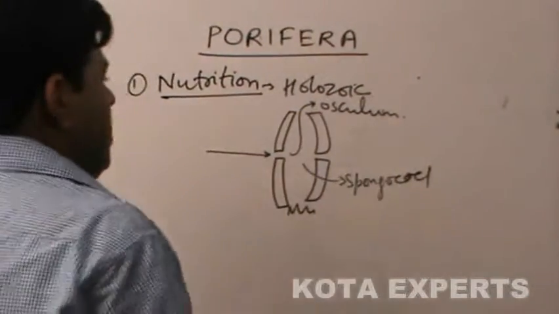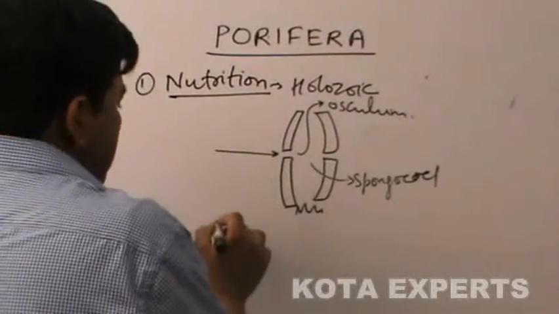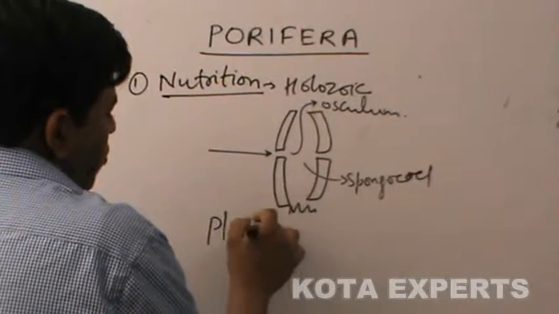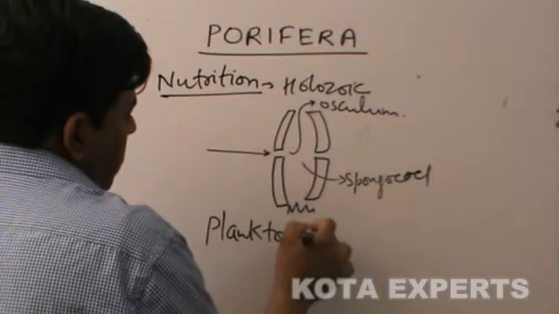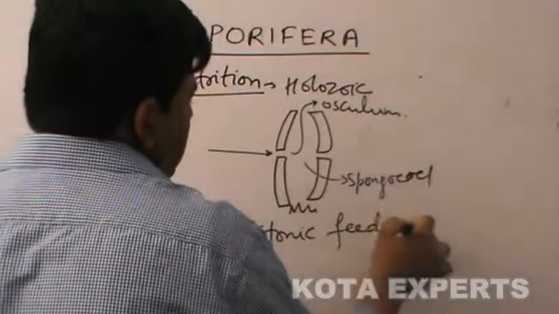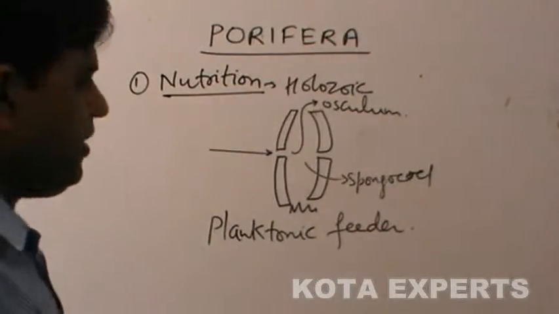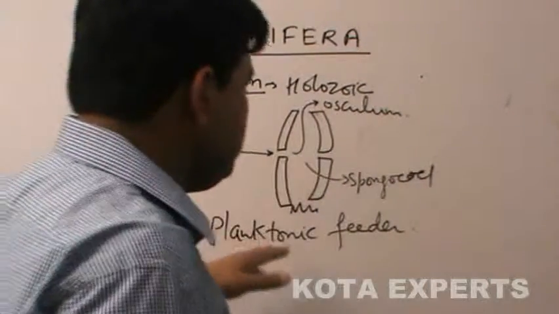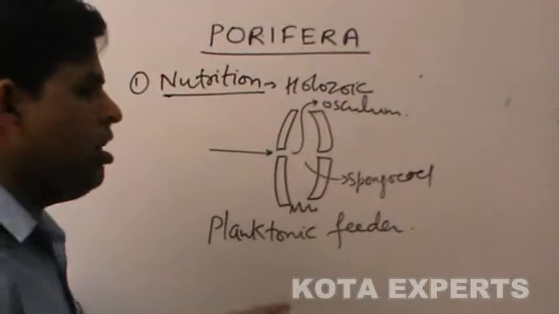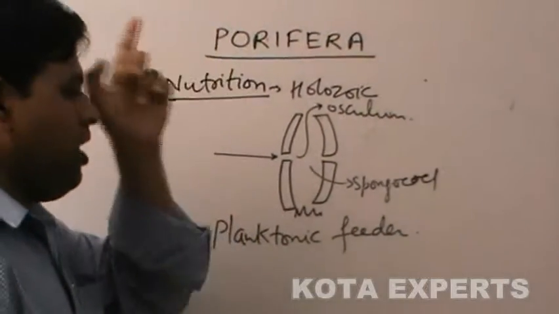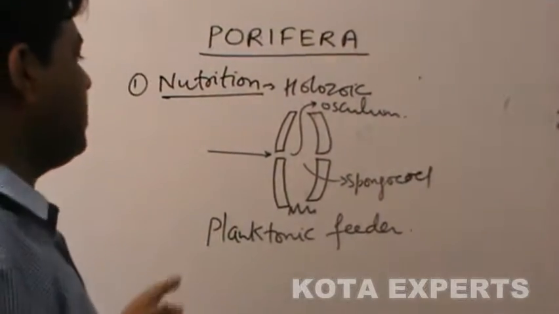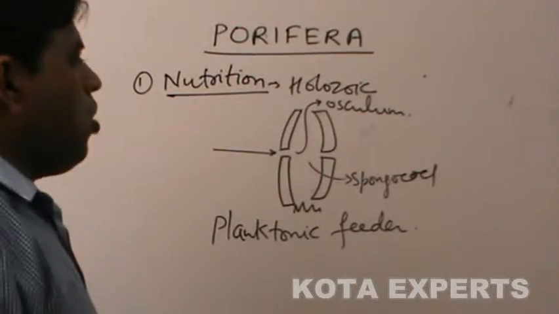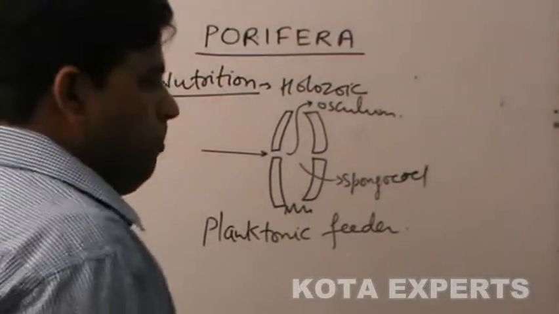So it is basically a holozoic nutrition, but it is a planktonic feeder. Water comes through the ostia, it will be digested in the food vacuole inside the spongocoel, and the excluded or excretory material is thrown out with the help of the osculum.